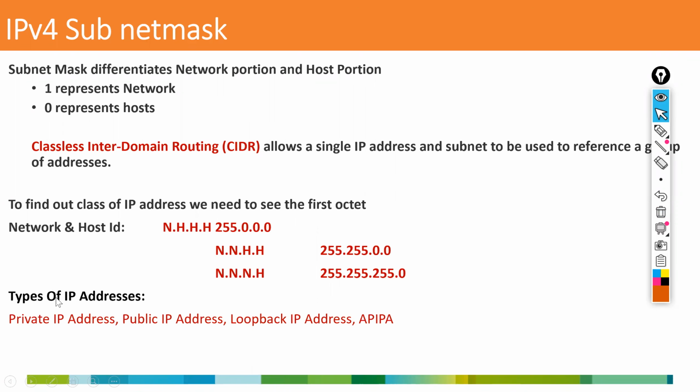Next, we have different types of IP address. Here you can look into that. The MAC address comes later; we'll discuss that in the OSI model, where the MAC address comes in.